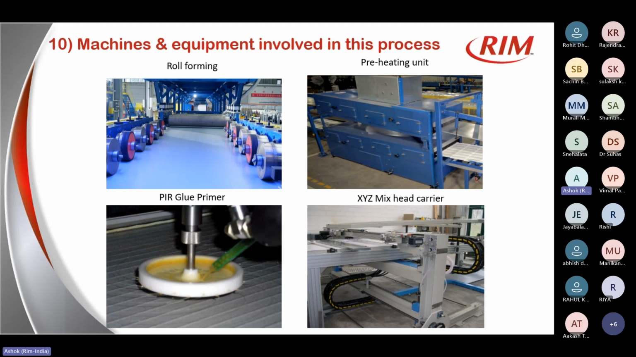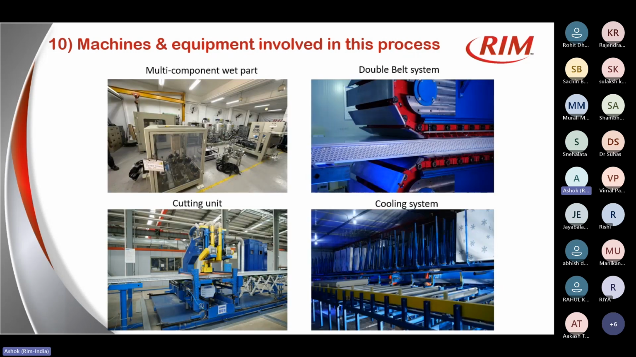Then there's a preheating unit. Then there is a PIR glue primer. And then there is an XY mixing head carrier where the PU spray will happen. There is a multi-component wet part, which, as I mentioned just now, depends on the configuration. Is it 2-component, is it 4-component or 5-component?